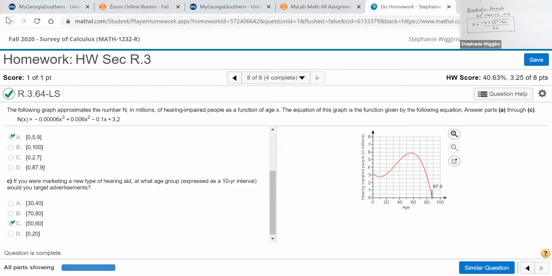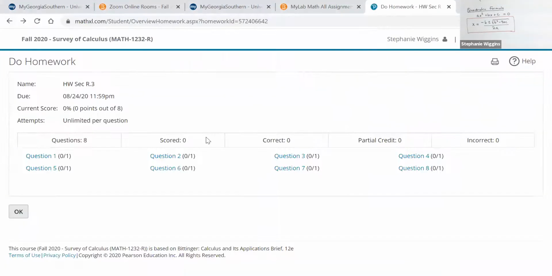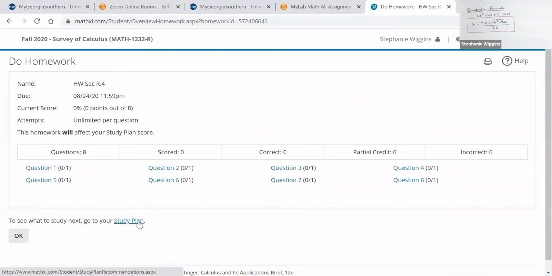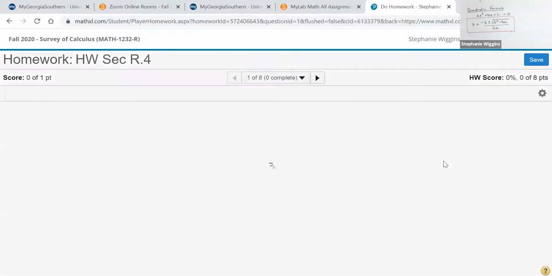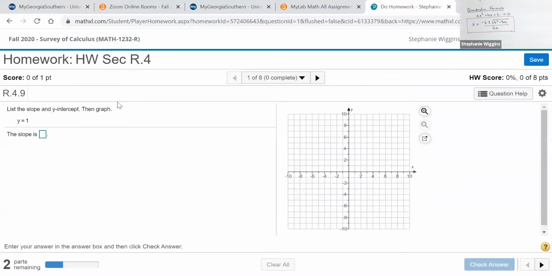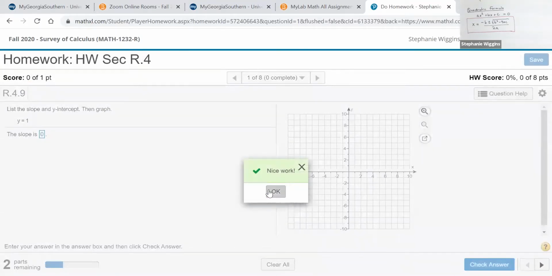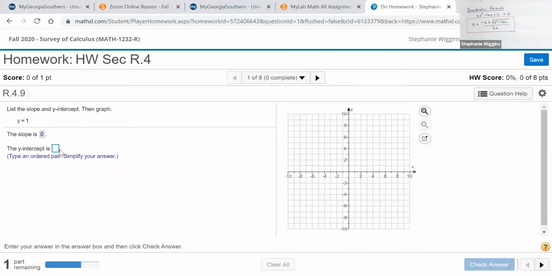Let's take a peek at number 4. Again, only 8 problems, so they're not a ton of problems here. These all have to do with linear functions. See, it's asking list the slope and y-intercept. This is a constant function, so the slope is going to be 0. And then the intercept is just 1.